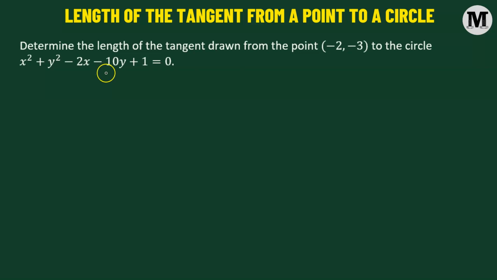In this problem, we need to determine the length of the tangent drawn from the point having the coordinates -2, -3 to the given circle. Let us begin. So here, in order to find out the length of the tangent, let's go to the formula that we will be using.